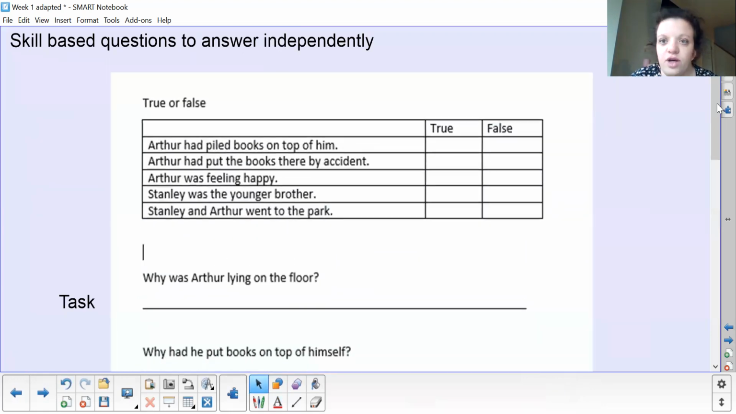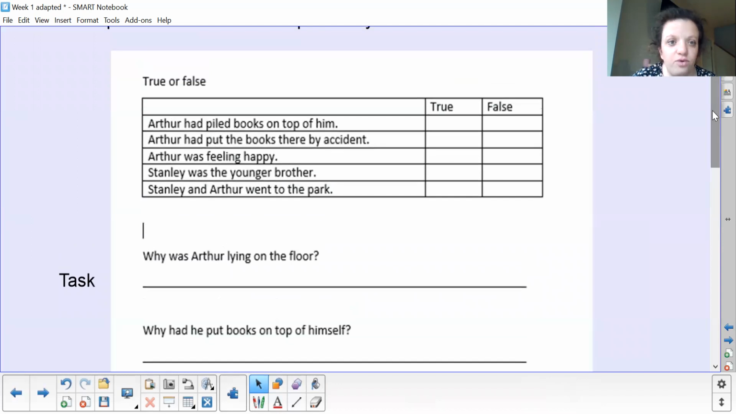So the next one you're going to do is another true and false one. And you're going to go through each question. So Arthur had piled books on top of him. Arthur had put the books there by accident. Arthur was feeling happy. Stanley was the younger brother. Stanley and Arthur went to the park. Work out if it's true or false. Go back over the text if you need to, and then write your answers down. Off you go. Pause.